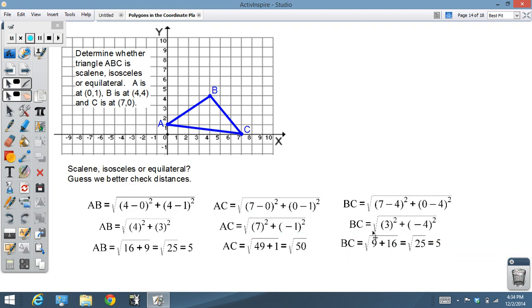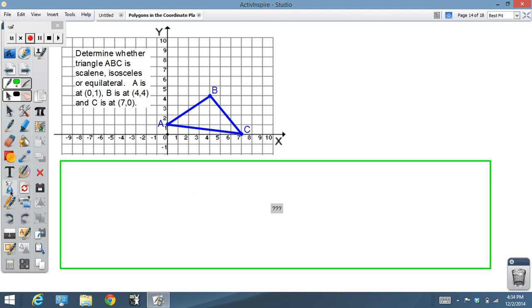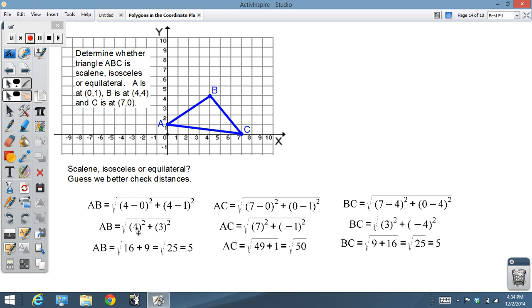Here we go. So, I did 3 sets of calculations. First, I figured out the length of AB right there. Plug in those coordinates for the A point, 0, 1, and the B point, 4, 4. So we're going to put them in right there. Do our math, and find out that the distance of AB is 5.